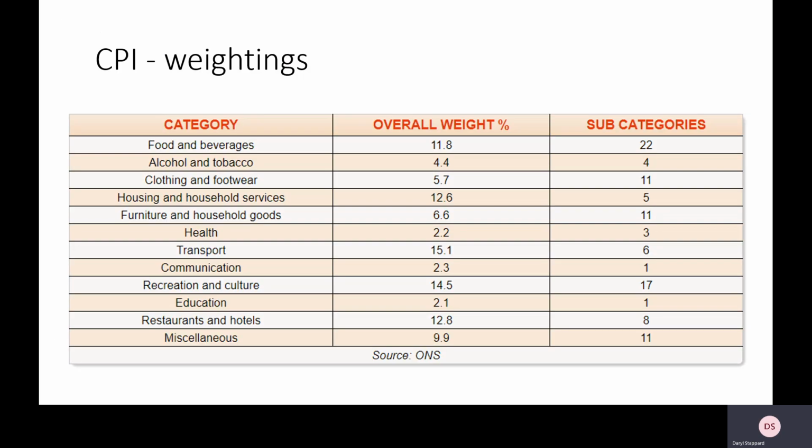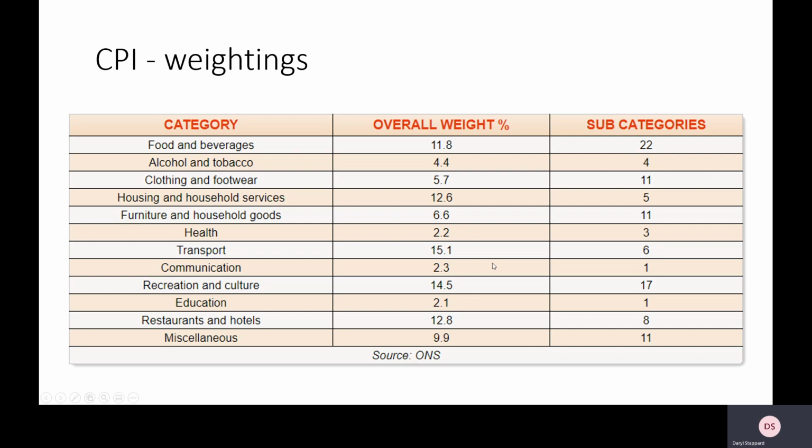Right, now in reality, clearly people don't just buy 3 different products. So you've got here what the current basket of goods and services is divided up into. Now these will have lots of subcategories. So for food and beverages, there are 22 different categories we would include under that heading. Alcohol and tobacco, there are 4. And you can see all the different big headings of different things which are included in the basket of goods and services. You can also see the current weightings.